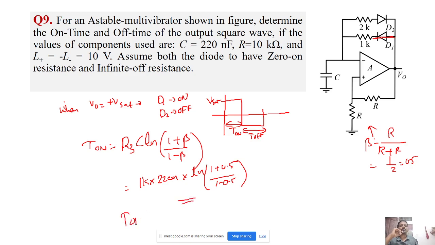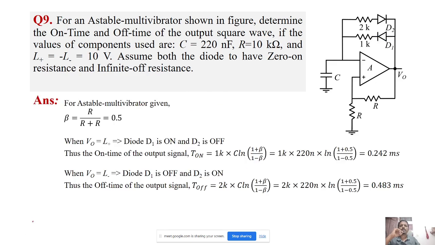Again, what is T off? T off is the same, but the resistor with diode D2 is on, right? So the R3 will be 2K. So 2K into 220 nano into natural log of (1 plus 0.5) by (1 minus 0.5). Okay, so this will be the off time. So it will be twice that on time. Okay, so let me show the solution.